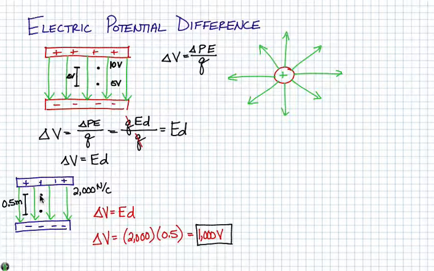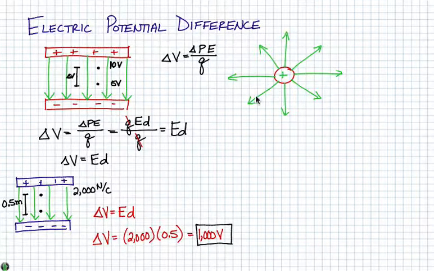That does not mean that this point is 1,000 volts, this is 0. It simply means that whatever these voltages are, the specific difference between them is going to be 1,000 every time we check, so long as the distance between the 2 points we're looking at is 0.5 meters. That will obviously change if we start to change our distance.